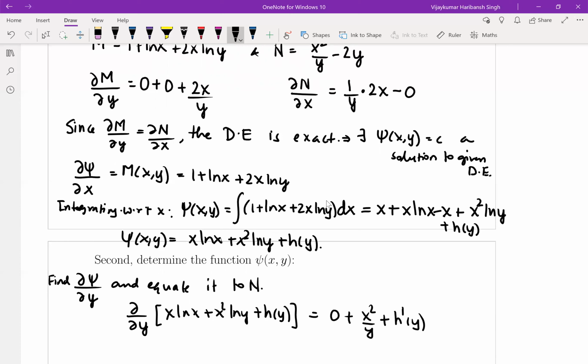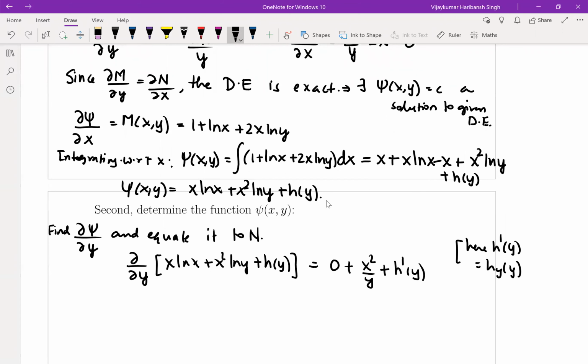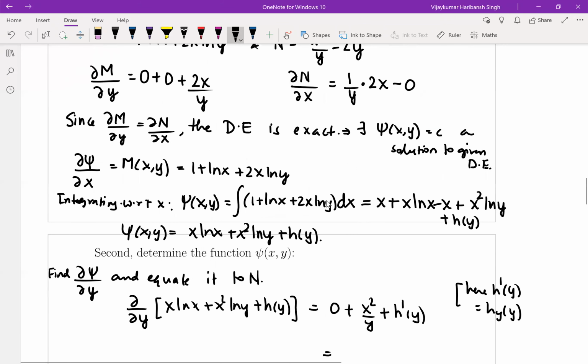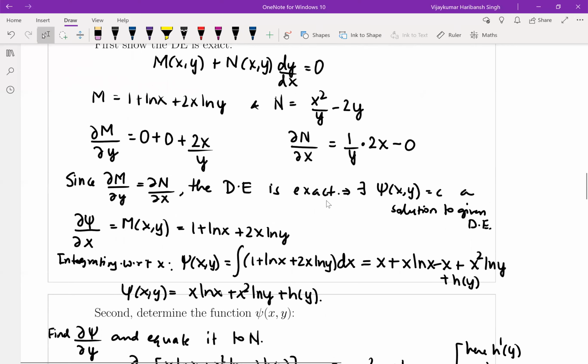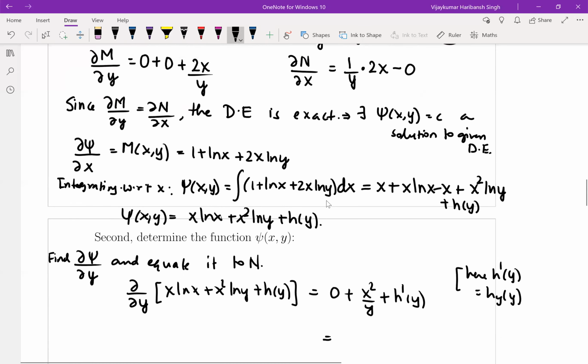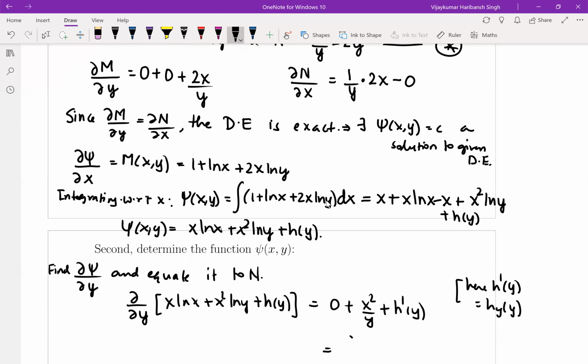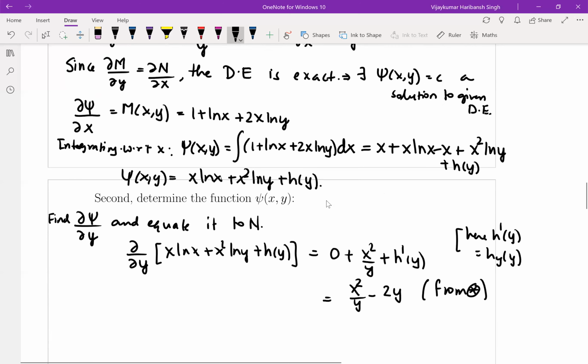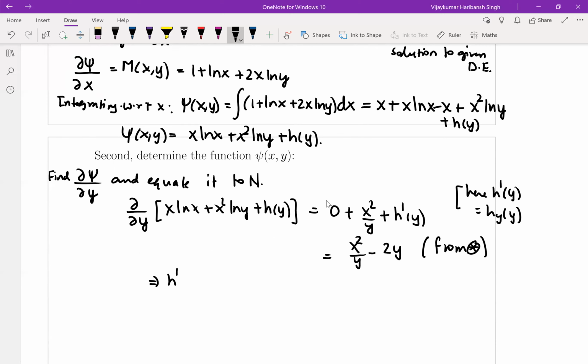Now I'm using a different notation here. By h prime of y, I mean the same thing, the derivative of h with respect to y. So if we equate this, this is equal to N, which is x squared by y minus 2y. So let me call this a star. And this is equal to x squared by y minus 2y, from star. So what do I get when I equate this? I get h prime of y equals minus 2y.